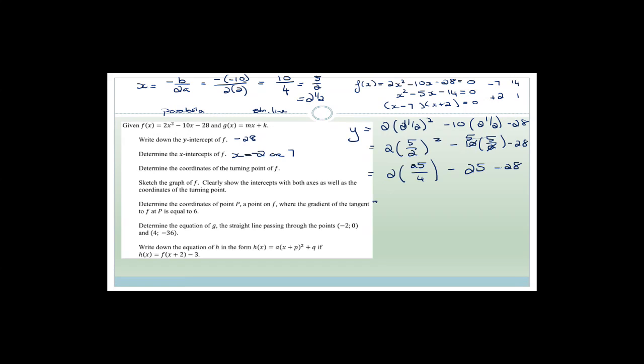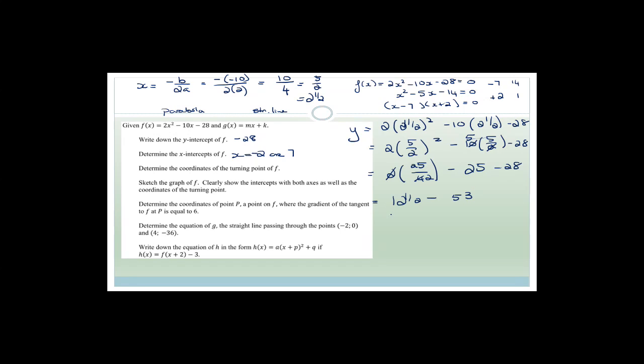How are we going to find the y value? Do you agree that we can substitute this x value into this to get the y value? So we're going to go 2 times 2.5 all squared minus 10 times 2.5 minus 28 is equal to the y value. So that becomes 2 times (5 over 2) squared minus 10 times 5 over 2 minus 28. So that becomes 2 times 25 over 4 minus, this cancels that to give you a 5, 5 times 5 is 25, minus 28. This cancels with this to give you a 2. 2 goes into 25, 12 and a half times.